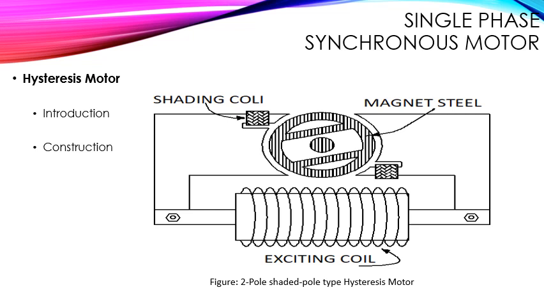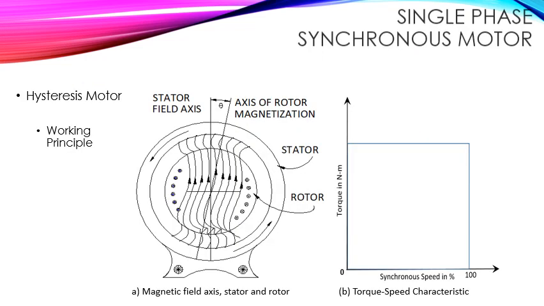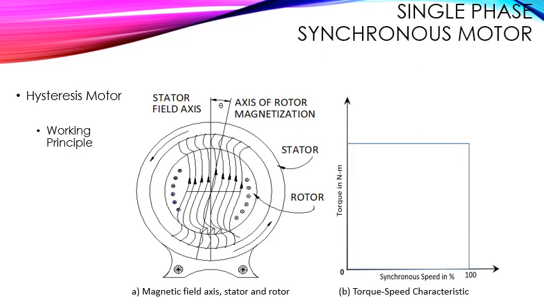But what is the drawback of this hysteresis motor? Its efficiency, output and developed torque are low. And the rotor may be smooth, solid, cylindrical in shape, and does not carry any bar. Now, continuing with the single phase synchronous motor, that is the hysteresis motor.